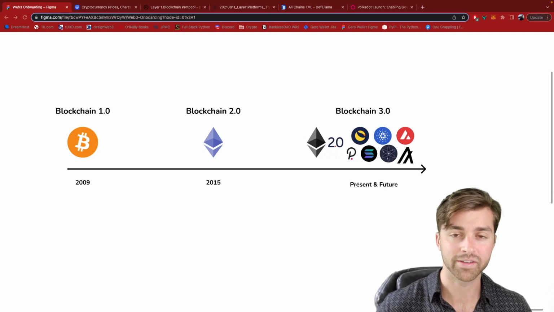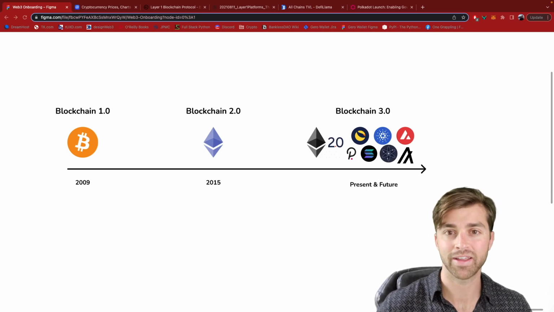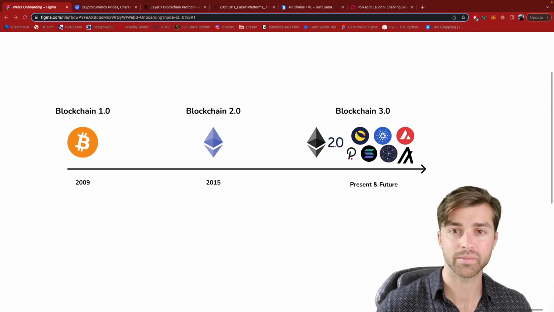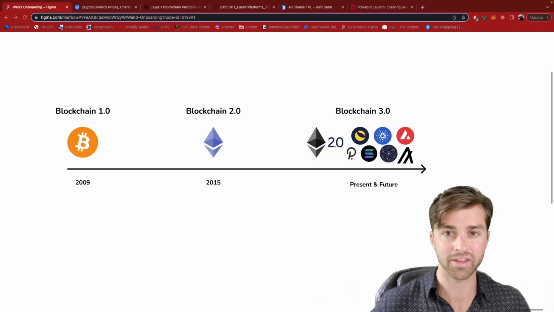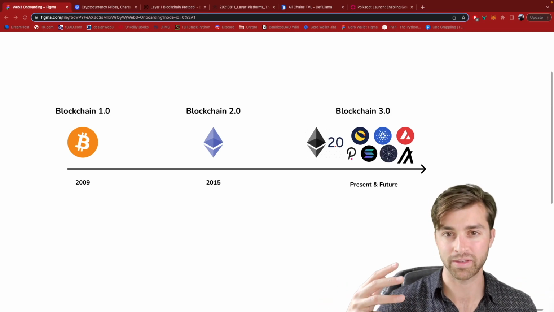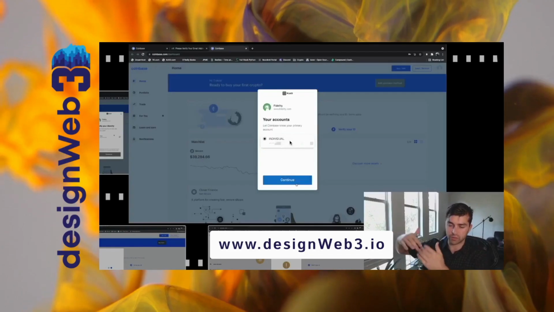Hey all, this is Travis Kassab here, and we are going to talk about a framework for how to compare different layer ones in this emerging landscape of blockchains that we are seeing today.